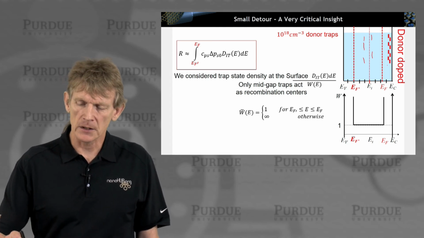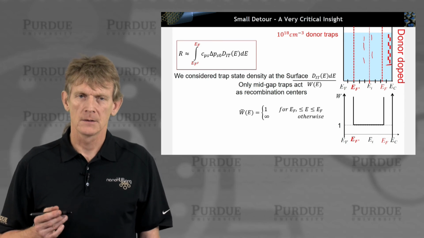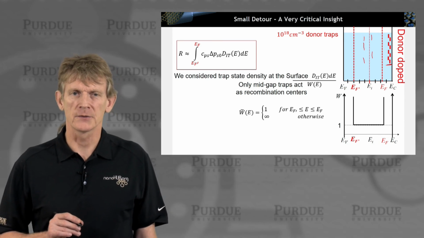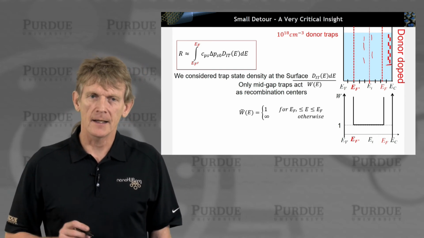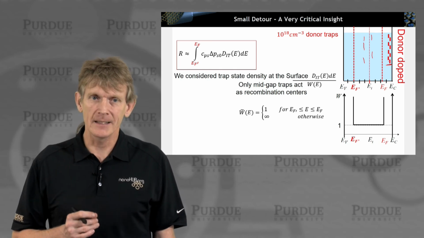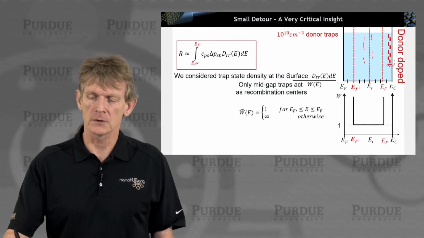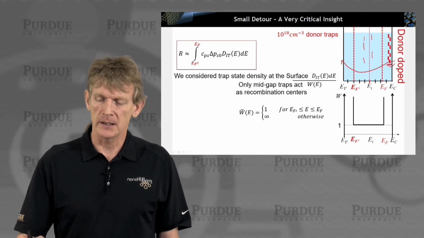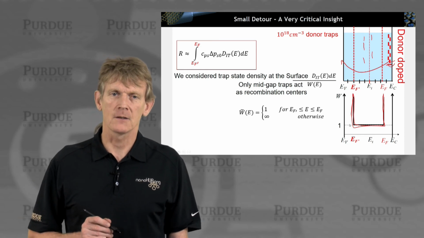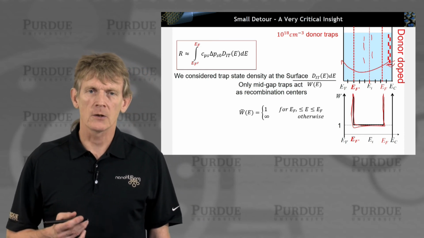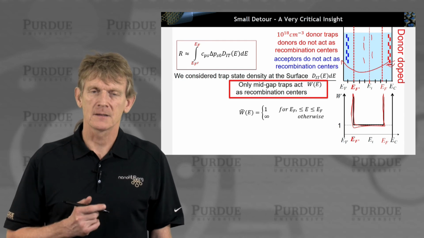But these donors are shallow. They're a few kT under the conduction band edge. Oh, 36 millielectron volt for silicon is the ground state of the donor. So that means these donors do not act as recombination centers. Because if they did, we could never hold electrons in there. We could not get electrons to go up. They would just then go back down. But due to this windowing function here that governs the trap-assisted recombination, there is no recombination through donors. And that, by extension, is similar for the acceptors as well.